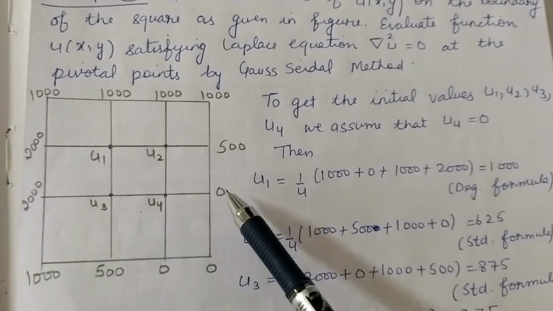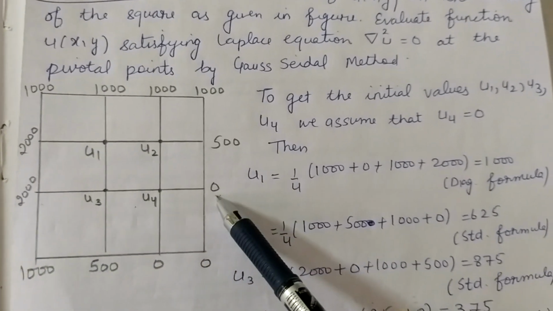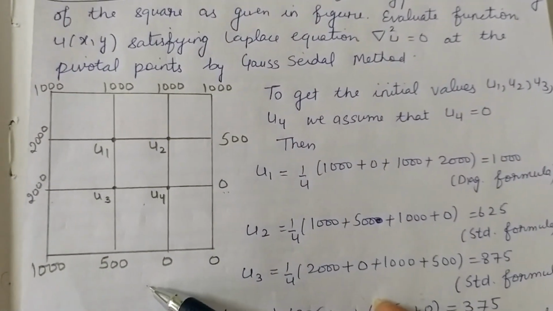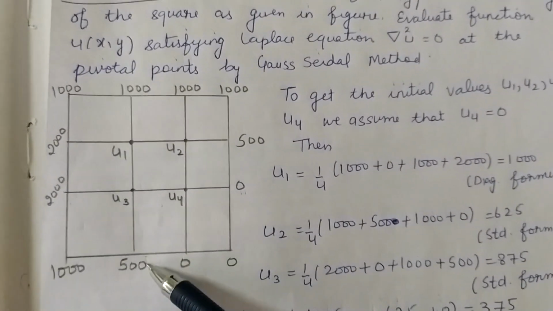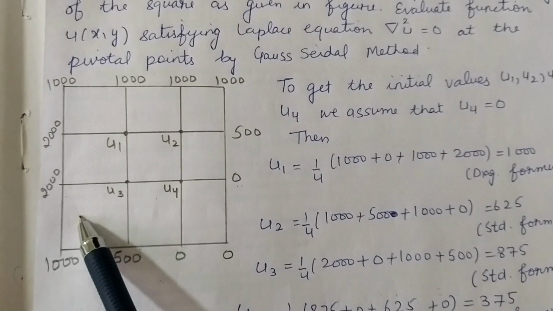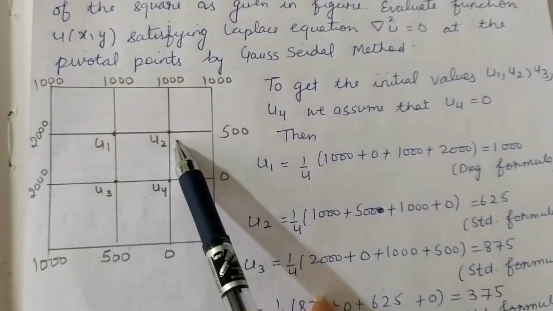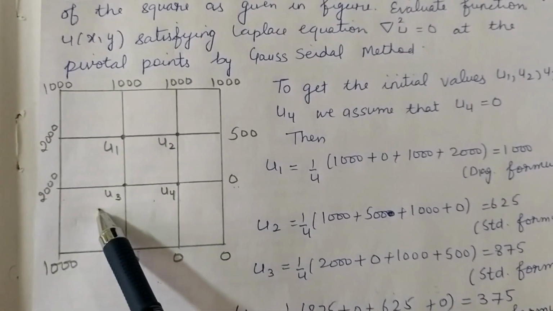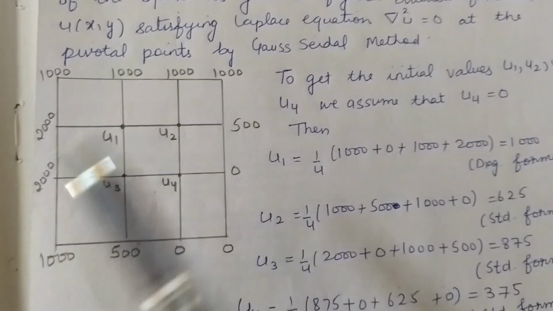Now, there should be 2000, but there is no 2000. There is no 1000 corresponding to this. So this means here the region is not symmetrical. This means this U1 is not equal to this U2. This U2 is not equal to this U4. This U4 is not equal to U3. They all are having different values.